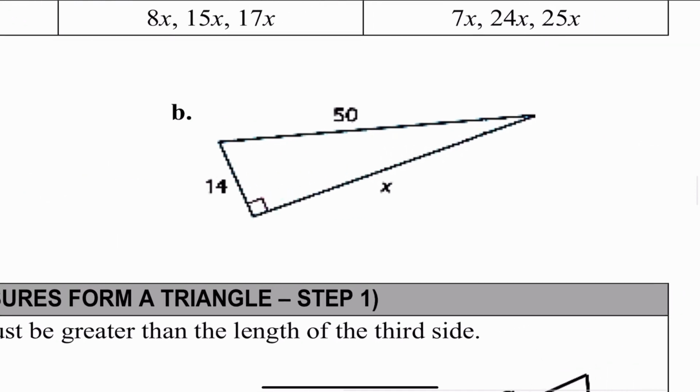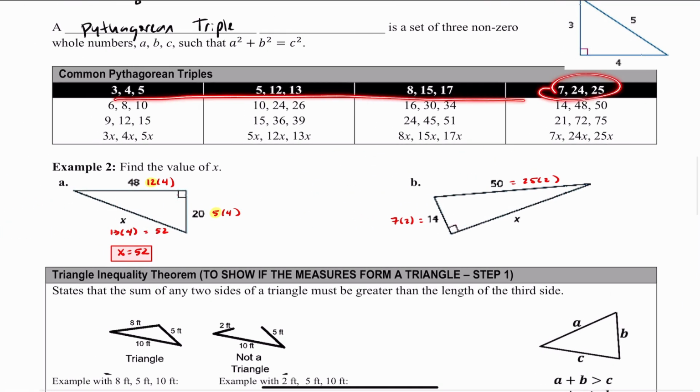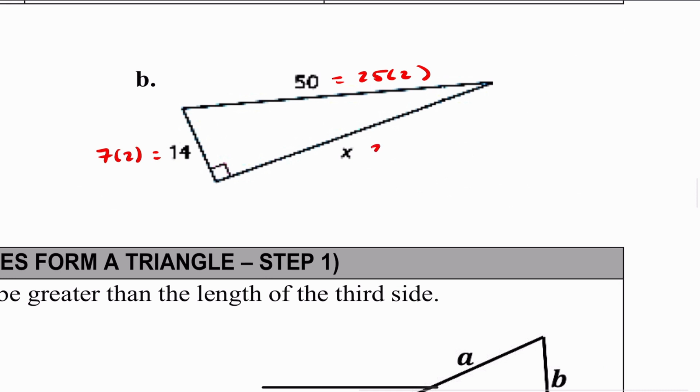And then here's B. Okay, so let's figure out the GCF. What's the highest number that goes into 14 and 50 at the same time? I'm thinking 2. So 25 times 2 is 50, and 7 times 2 is 14. So if I have 7, 25, let's look up. Look at that. We have 7 here. Here's 25. So this must be 24. So 24 times the GCF, that is 48. So x is equal to 48.